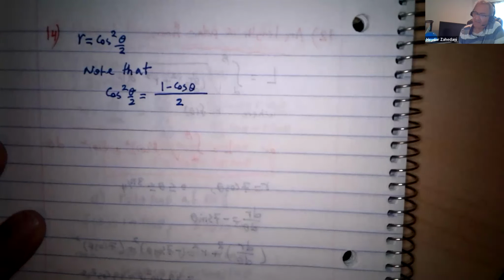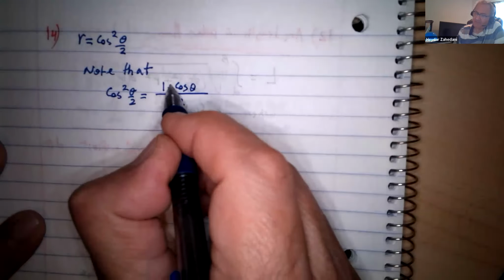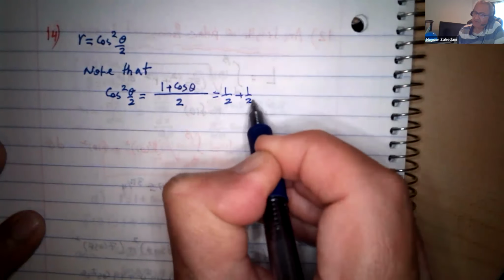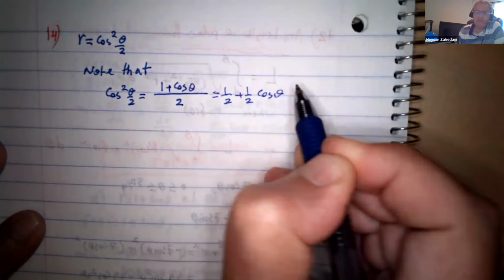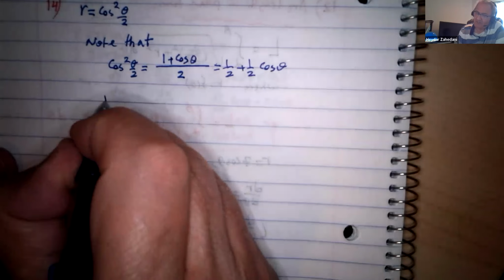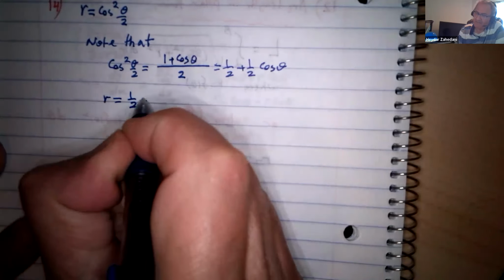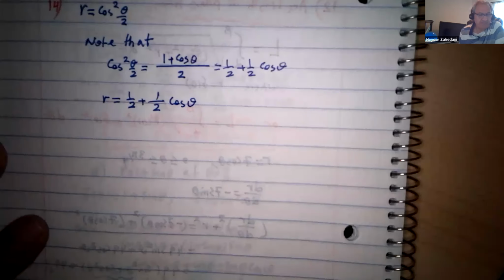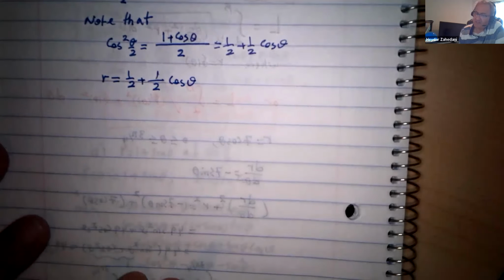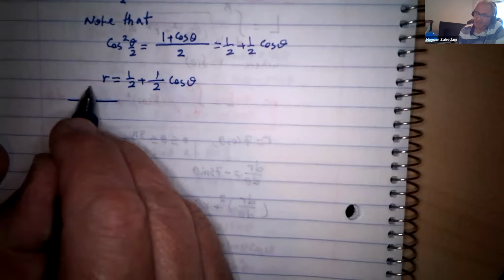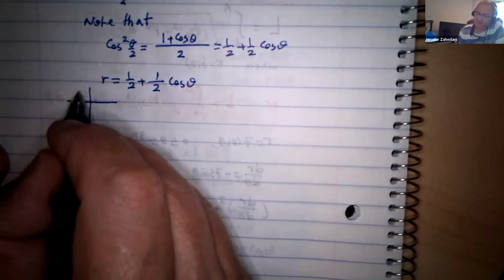Okay, so it's going to be plus because of the cosine. So it's going to be 1/2 plus 1/2 of the cosine of theta. So it's a cardioid. You can graph it easily. You just need a couple of numbers to see whether it's pointed to the right or to the left. So just a couple of nice numbers would help you.